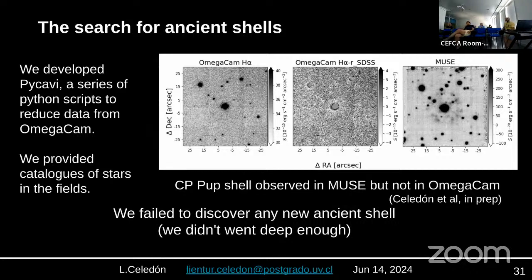This is bad. In other images, we couldn't detect anything that could relate to a shell. Of course, in those systems that are close to the galactic plane, we detect nebulosity, but we think that they are coming from the interstellar medium more than the nova itself. Okay.